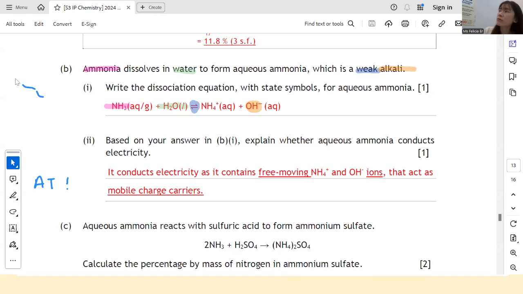Yeah, so the keywords you need to have: number one, you need to mention that there are free moving ions. Then if you can, it would be good to include the context of the question, but if you don't have it, it's still okay. Then you can say that it acts as a mobile charge carrier, or you can say it carries charges also. So as long as you have the word carry and the word charge, you know. So either it can carry charge or it can act as a mobile charge carrier.